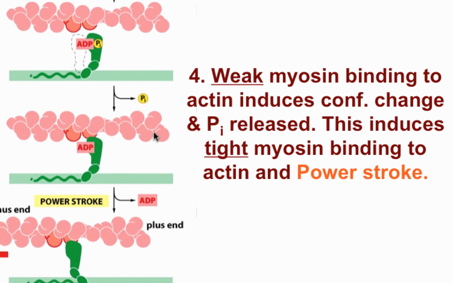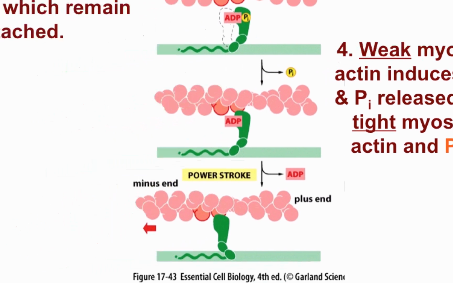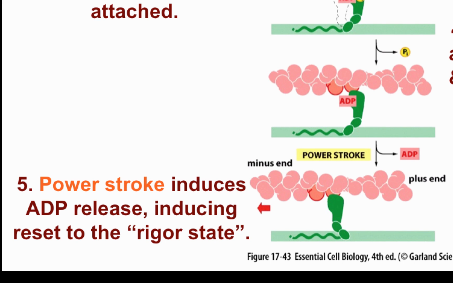Now, the weak myosin binding to actin induces a conformational change, and that conformational change is going to release the phosphate, which allows the myosin head with ADP to bind to a different part of the monomer. Releasing the phosphate induces a tight myosin binding to the actin filament, and that now induces the power stroke. As the power stroke is induced, it moves the actin molecule down.